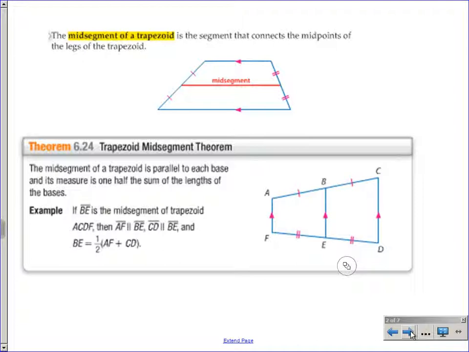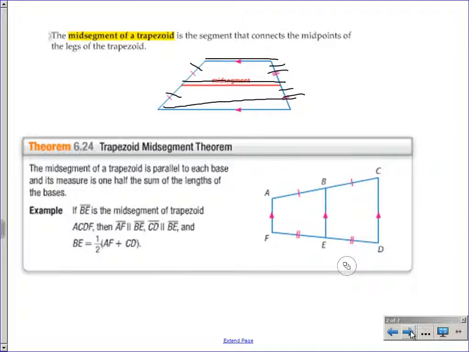Just kidding, we're going to speak about the mid-segment of a trapezoid. So the mid-segment, if I have a trapezoid, and it doesn't necessarily have to be an isosceles trapezoid, but if I have a mid-segment, so it's drawn through the center of the trapezoid, and so it's parallel to the two bases, it can create congruent segments on either side for the legs.